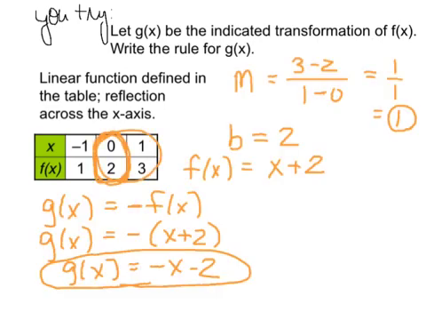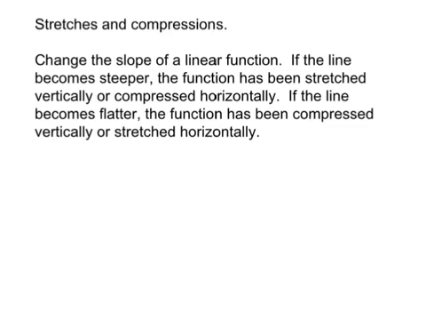I found the slope. I found the y-intercept, which is where x equals 0, so that was easy. And I wrote my f of x function. I know that the rule from the charts is g of x is negative f of x. So I did g of x as negative, the entire function, distributed my negative, and I have an answer.